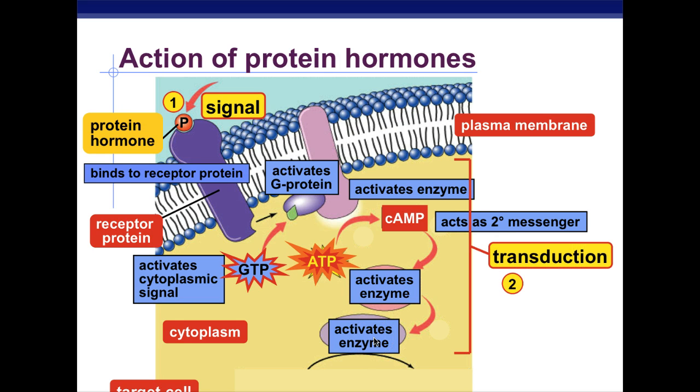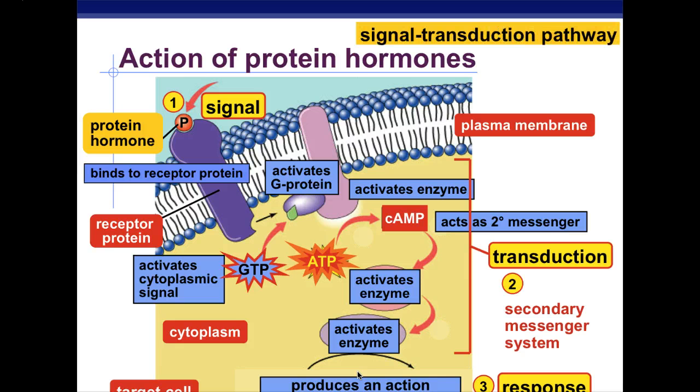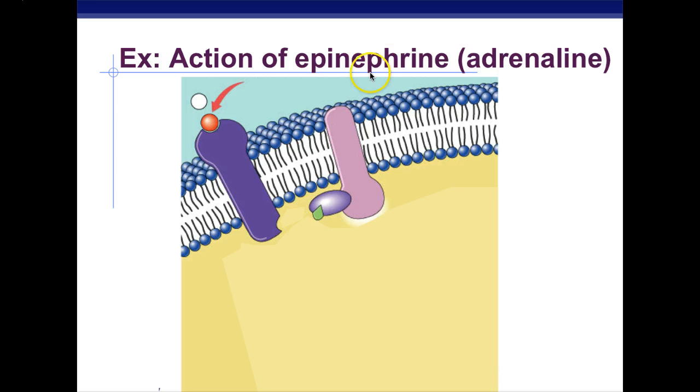And we refer to this as a signal transduction. Then the signal transduction will eventually produce an action within the cell, which we call the response. And so together we call this signal, the transduction, and the response a signal transduction pathway. So a specific example of a protein signaling is the action of epinephrine, also known as adrenaline.